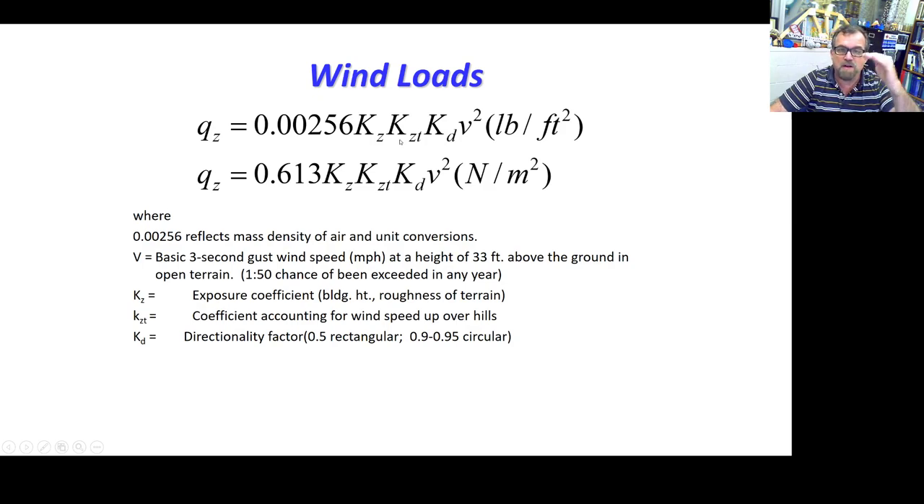Depending on the topographic coefficient, depending on where you are located. This depends on the type of structure that you have, the shape, the geometry. This is the speed of the wind. And as I say here, it's a 3-second gust wind speed at a height of 33 feet, with a 1 in 50 chance of being exceeded in any year. So two occurrences every 100 years. So that's basically what it says here.